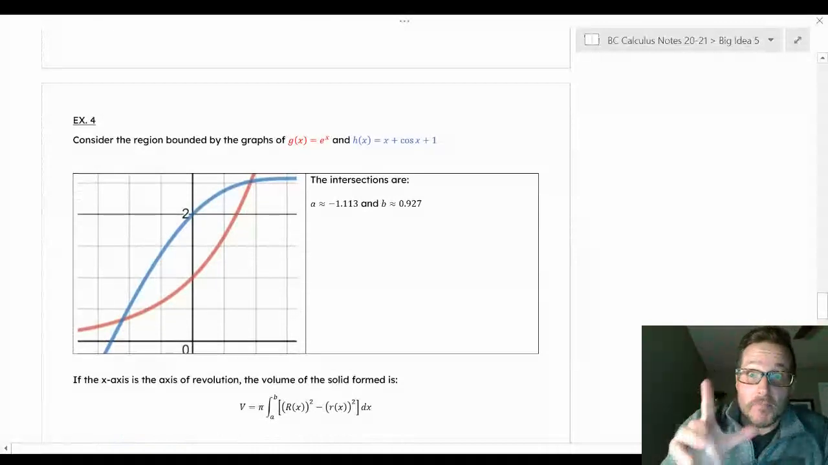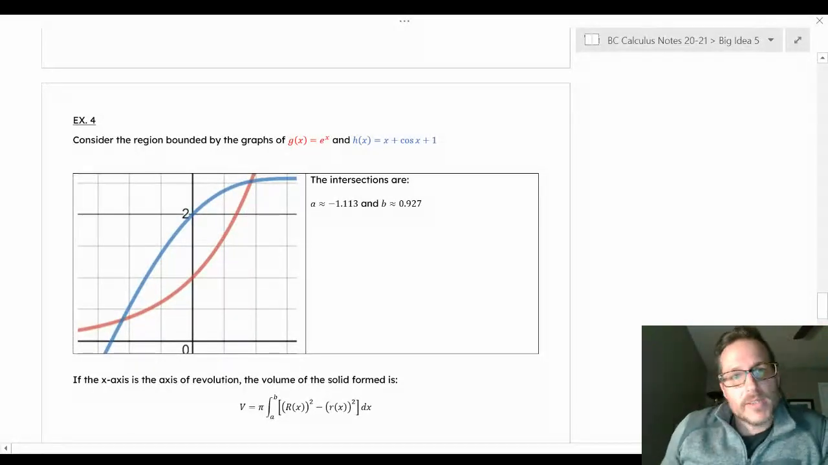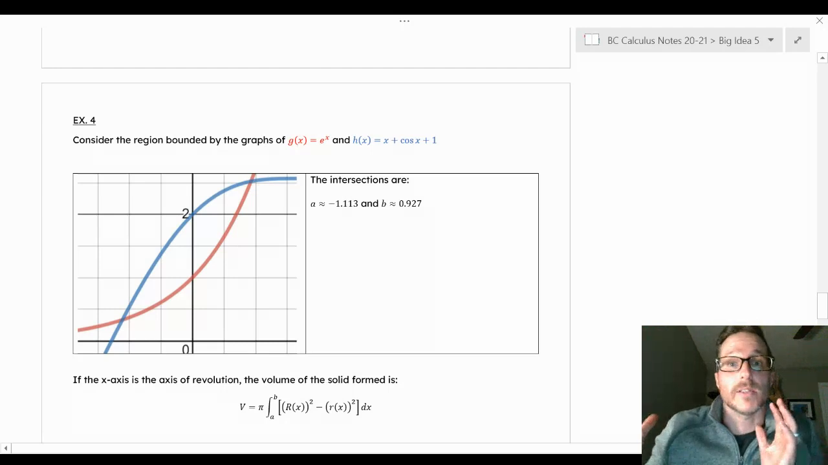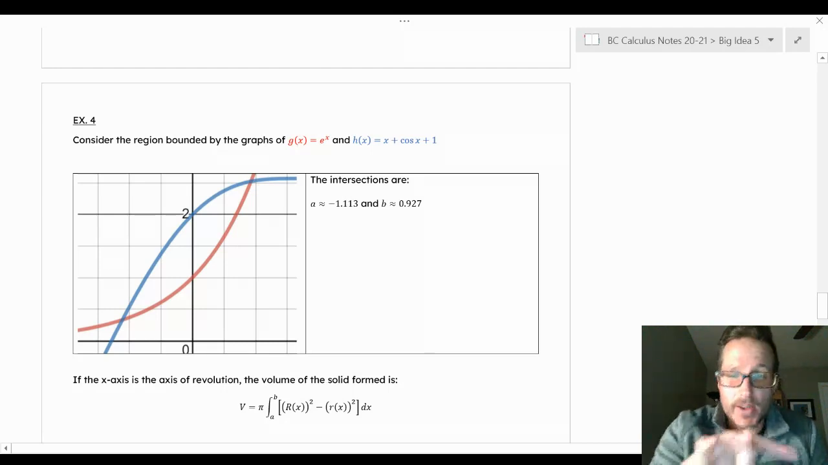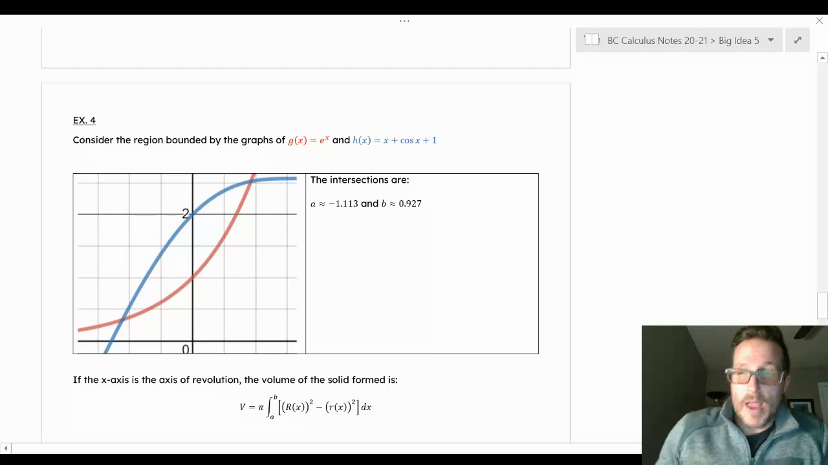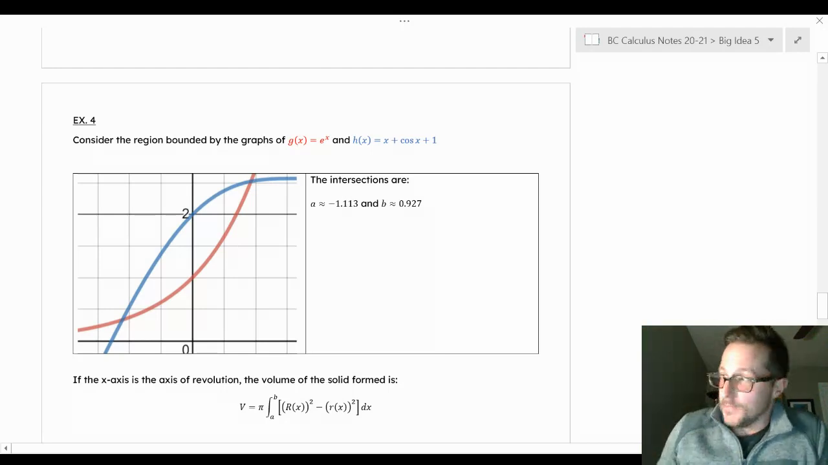New region. G of x in red is e to the x. H of x in blue is x plus cos x plus 1. Now they intersect at those two spots. And rounded off, you see them there.